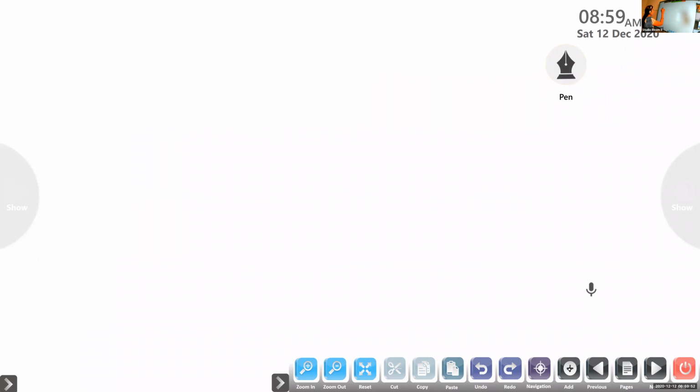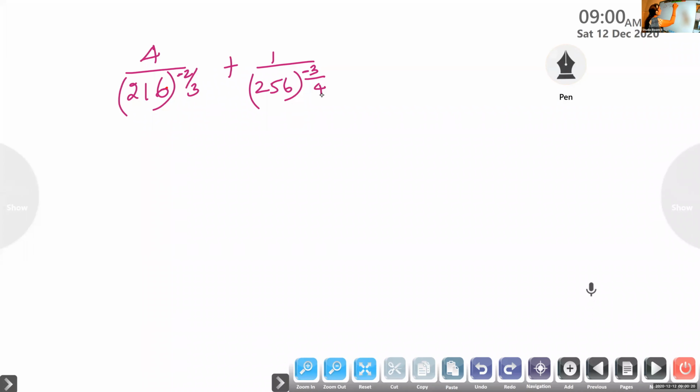Simplify. 4 by 216 raised to minus 2 by 3 plus 1 by 256 raised to negative 3 by 4 plus 1 by 243 raised to negative 1 by 5, all multiplied by 2. That is, 2 by 243 raised to negative 1 by 5.